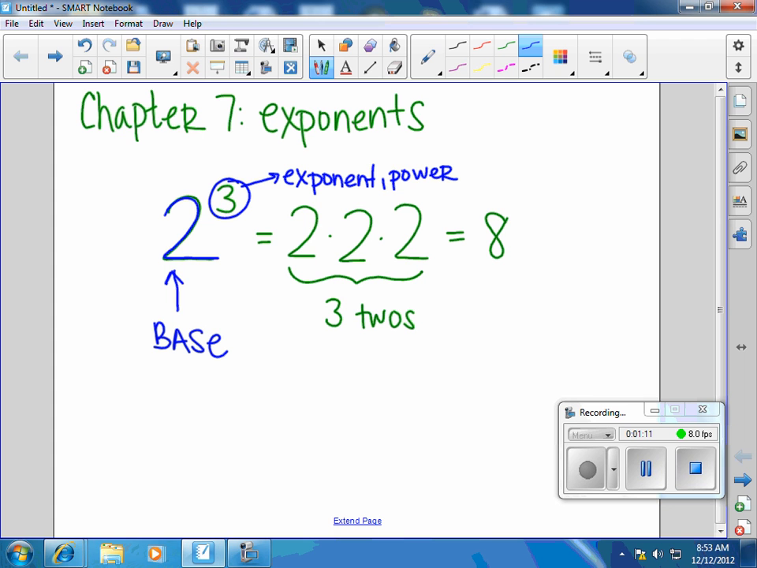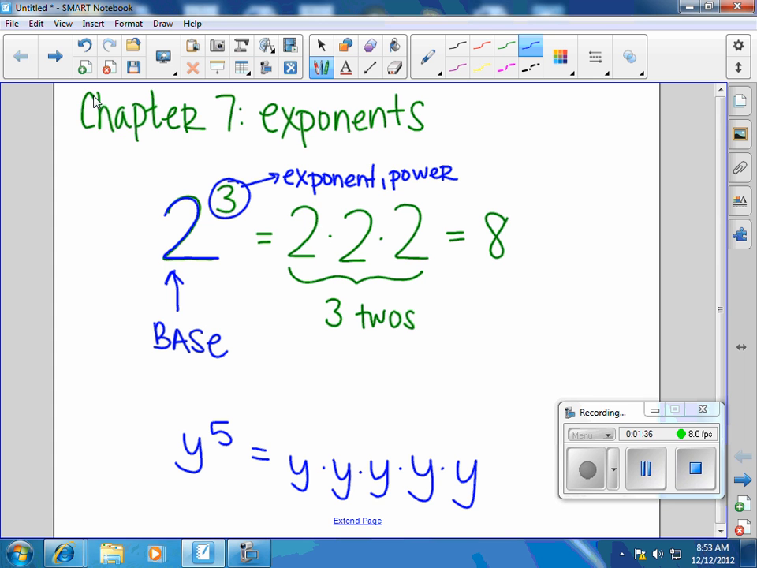So we can do this with either numbers or variables, but it all works out the same. So if we had something like y to the 5th power, our base is y, and our power is 5. So that means I want to multiply 5 y's together. So it would look like y times y times y times y times y.